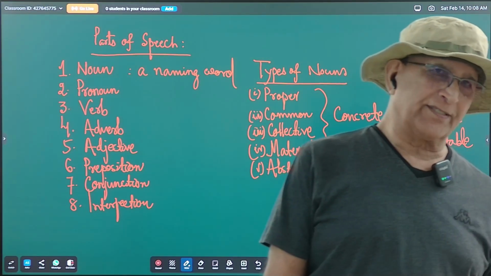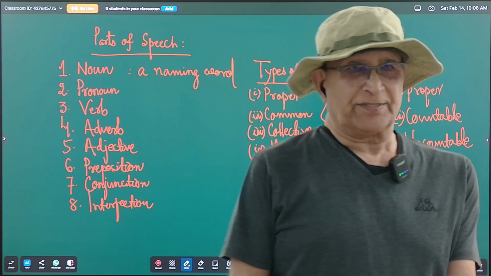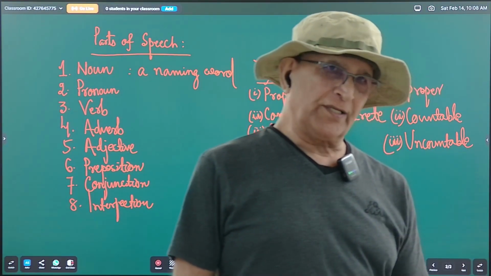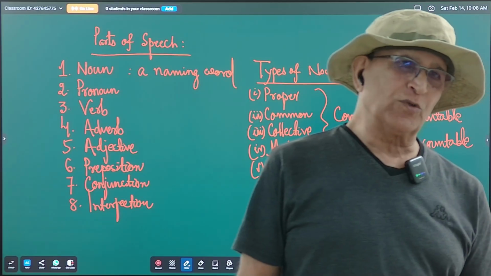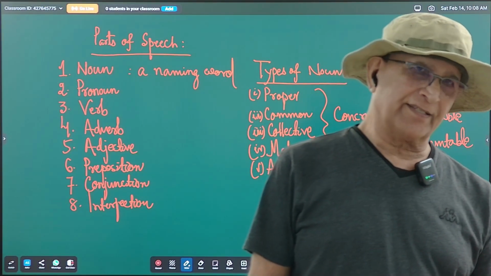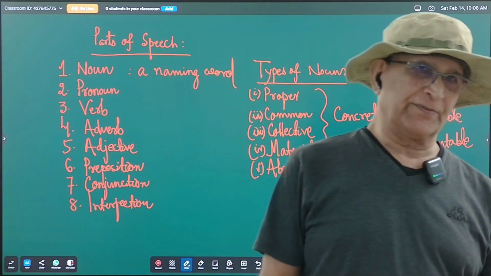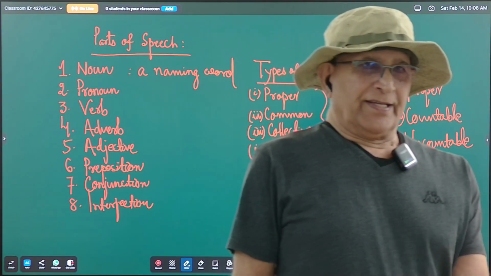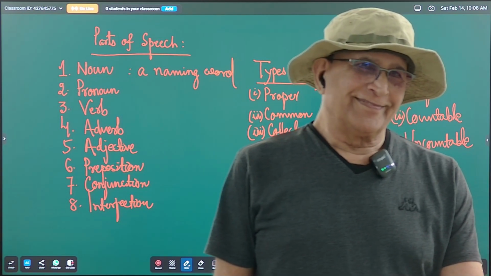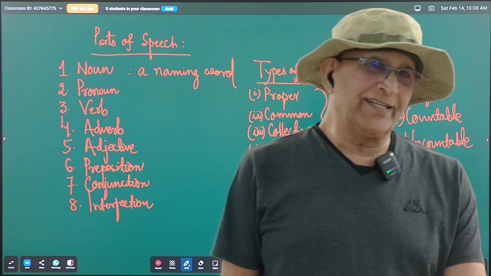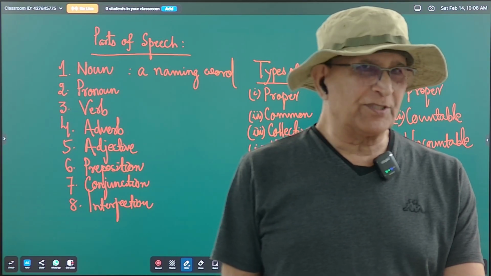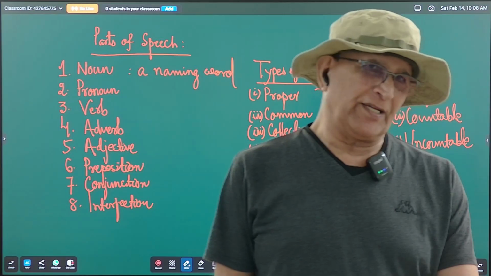I hope you understand about the types of nouns, classification of the nouns. You can either say bottle is a common noun, or you can say it is a more specifically countable noun. Both are correct regarding the classification of nouns. I hope you understood this, what is a noun and types of noun. Modern grammarians, 3 types, and old grammarians, 5 types.